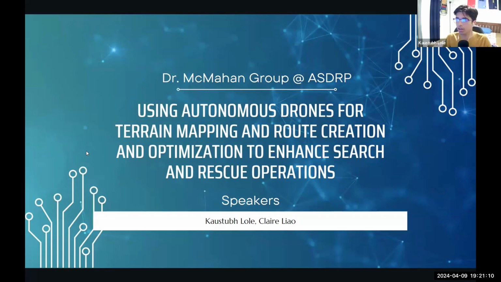So the main gist of the group is that we use autonomous drones for terrain mapping and route creation, along with optimization to enhance search and rescue operations. The basic premise of our group is to create different travel routes after, say, a natural disaster happens. So maybe an earthquake or a flood, and then we would send our autonomous drone out to take images of said terrain and use backend models to figure out the most optimized route.